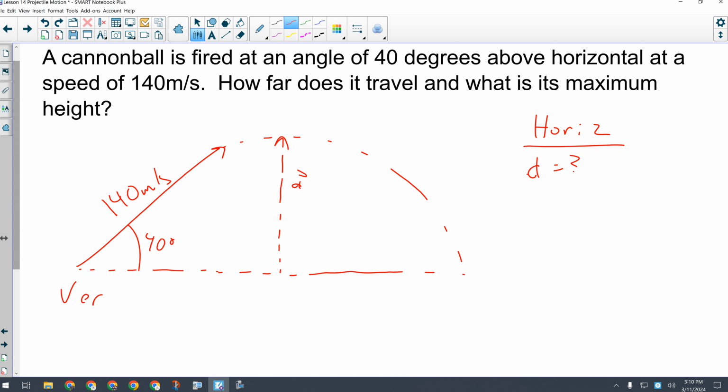All right, so vertically speaking, right off the bat, I know this, negative 9.81 meters per second squared. Okay. Now, what can I calculate since I know 140 and 40 degrees? What can I calculate with those numbers?